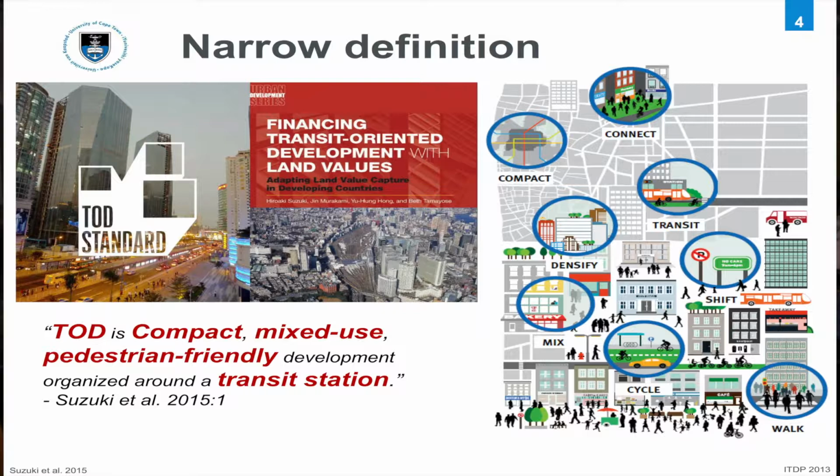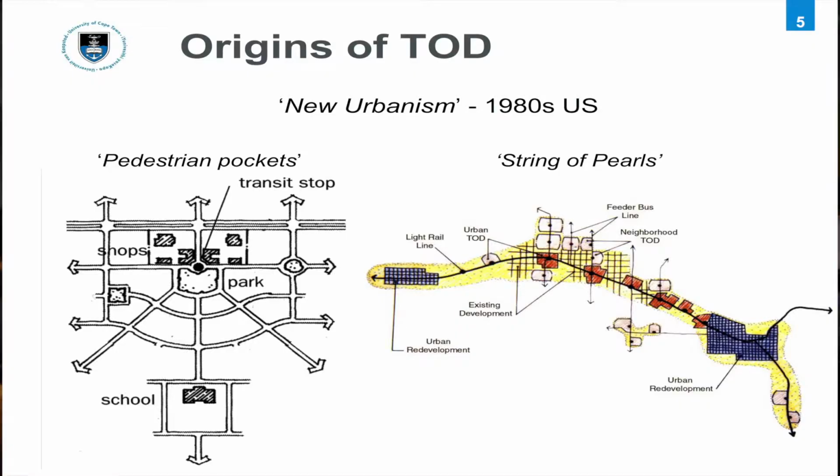So the first is, what is TOD? The narrow definition is that it is a compact, mixed-use, pedestrian-friendly development around a public transport or transit station. It started as a concept in the new urbanism wave in the United States in the 1980s. It came out of ideas around how to create more sustainable neighborhoods, creating these kinds of pedestrian pockets around public transport stations, as self-sustaining little communities within walking distance of one public transport station. And then as you connect these little pedestrian pockets along one public transport route, you get a kind of string of pearls development. That was the start of transit-oriented development as a concept.